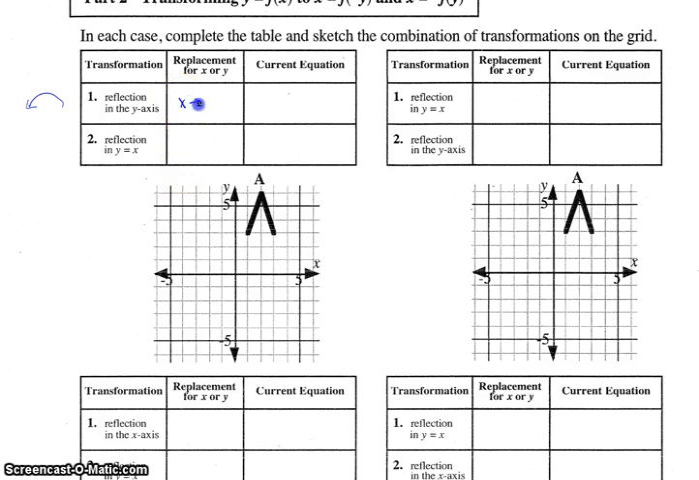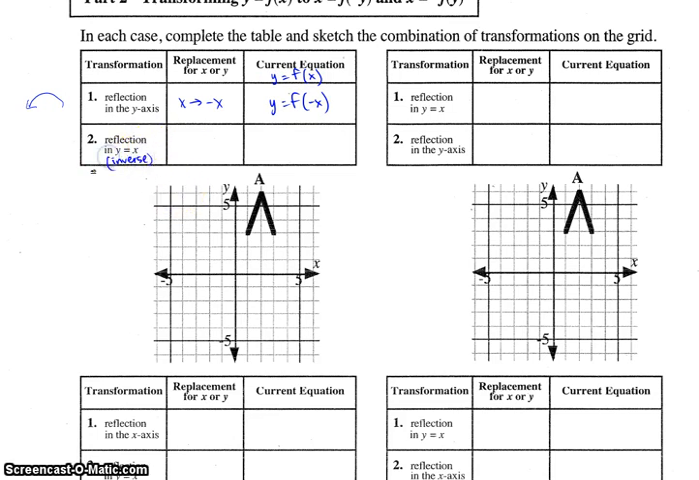So x gets replaced with negative x. Change your equation accordingly. We started with y equals f of x, generic, and replace x. Okay, reflection in y equals x. Well, that's the inverse, isn't it?